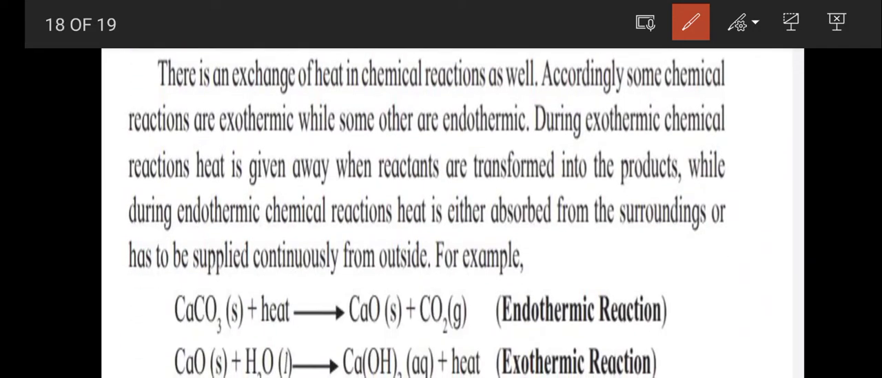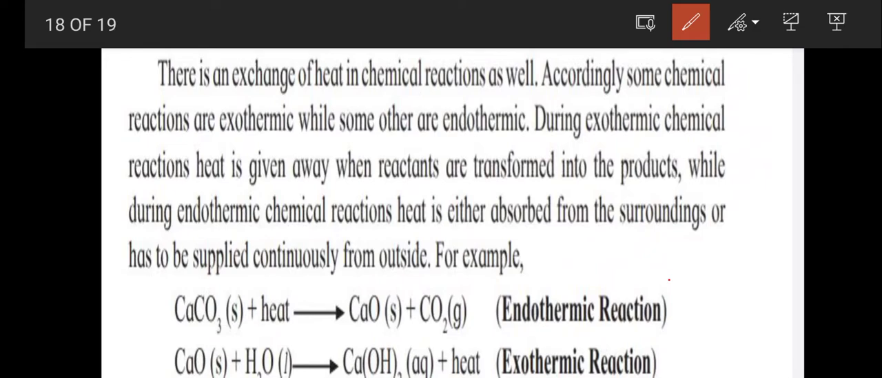Okay, now next one, here they give the types of reactions with examples. There is exchange of heat in a chemical reaction as well. According to that, some chemical reactions are exothermic while some are endothermic. During the exothermic chemical reaction, heat is given away when reactants are transformed into the product, while during the endothermic chemical reaction, heat is either absorbed from the surroundings or has to be supplied continuously from the outside. That means they are saying that in some reactions we give the heat externally as a source.